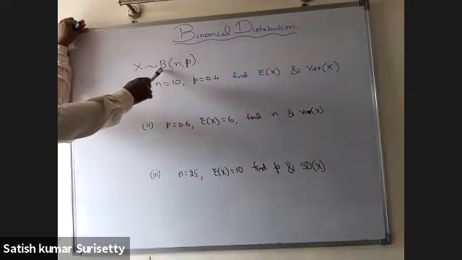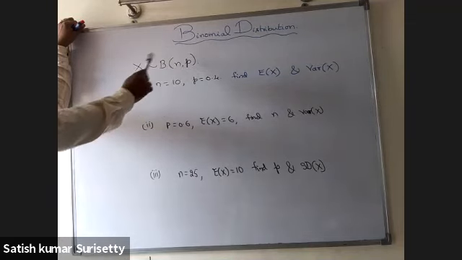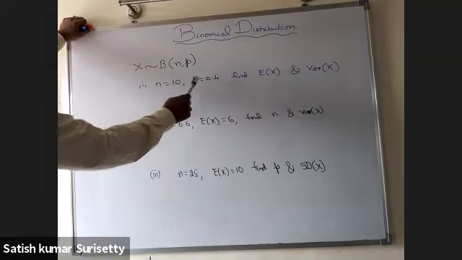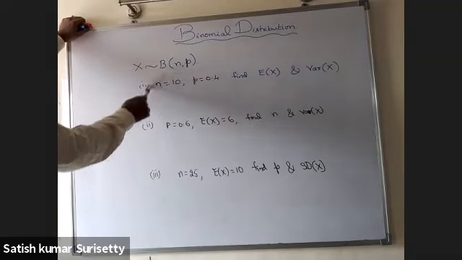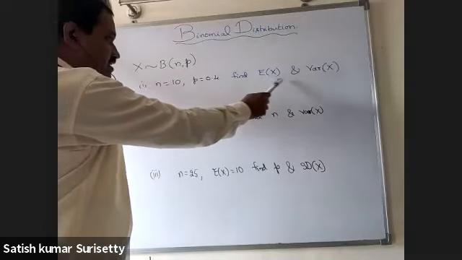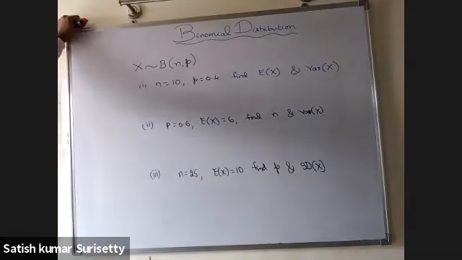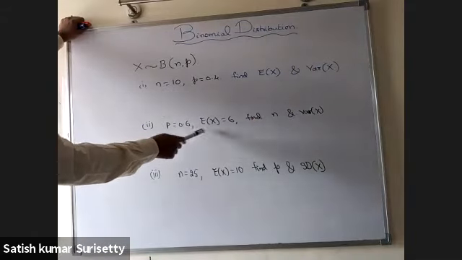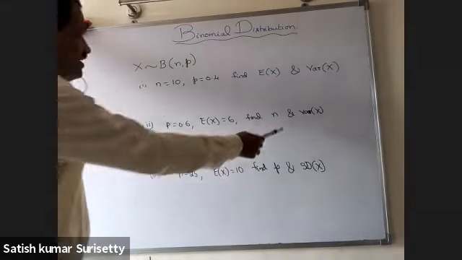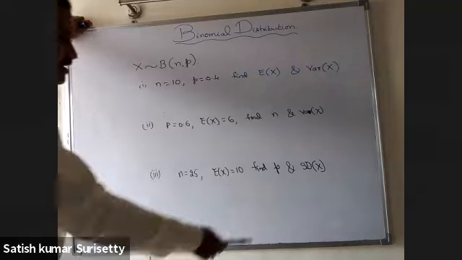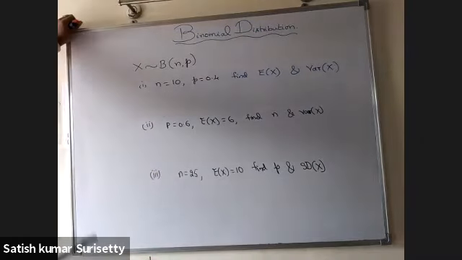So here x follows a binomial distribution with parameters n and p. First bit, n equal to 10 and p is 0.4. So the number of times the Bernoulli trial is performed is 10 times and the probability of getting a success is 0.4. What is expectation of x, meaning mean, and variance? Now you know the formulas of mean and variance, so apply the formulas and simplify. Second bit, p is 0.6, expectation of x is 6, find n and variance of x. Third, n equal 25, expectation of x is 10, find p and standard deviation of random variable x.